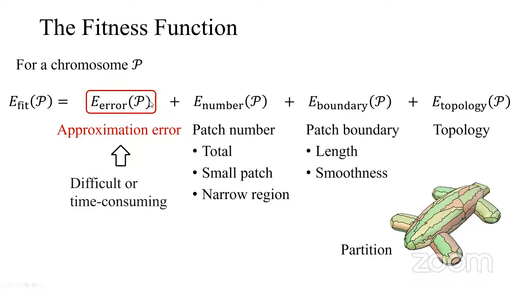The first one is the approximation error. It is used to encode the approximation error between the input and the output shapes. The second is the number term. It includes the total number of patches, the number of small patches, and the number of narrow regions. So it includes three terms. Then the boundary terms have two parts. They include the length of the patch boundaries and the smoothness of the patch boundaries. The last one is the topological term. It is used to ensure the correctness of the topology.